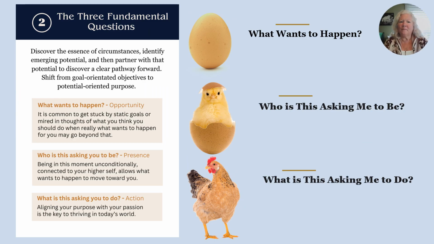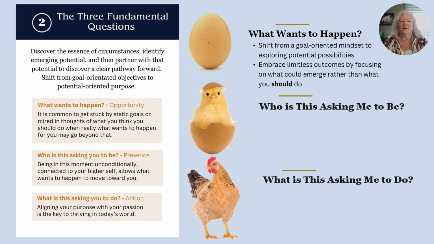Well, here we go. The three fundamental questions. In these questions, we discover the essence of circumstances, identify emerging potential, and then partner with that potential to discover a clear pathway forward. We shift from goal-oriented objectives into potential-oriented purpose. The first question is where the opportunity lies, and where we shift from goal orientation into exploring potential. We embrace limitless outcomes by focusing on what could emerge rather than what you should do.